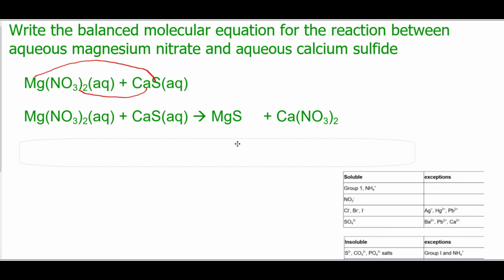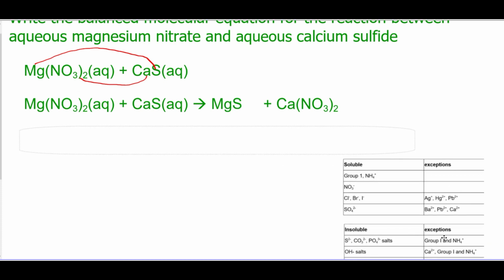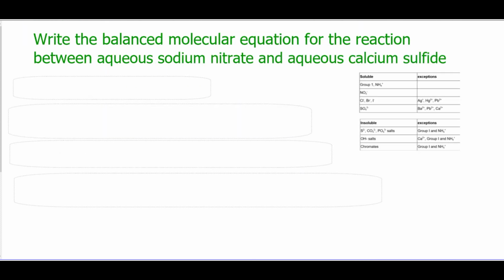The last step is to figure out the states or the phases for my products. I have magnesium sulfide, and I know that sulfide is insoluble, so that's going to be a solid. I have a nitrate, which is soluble, and there's no exceptions, so that's going to be aqueous. Pause the video and go through the 4 steps for this equation.